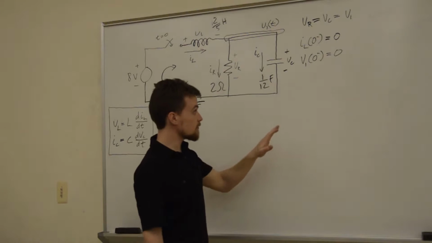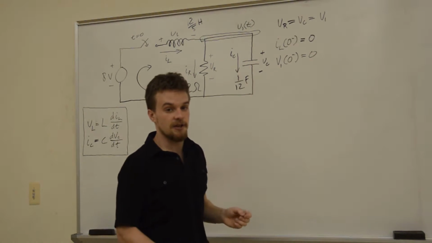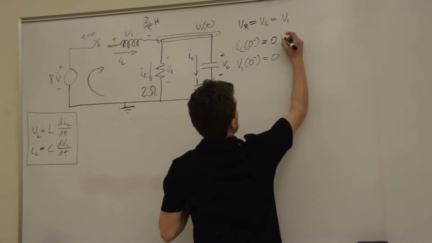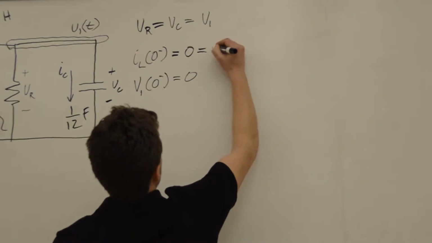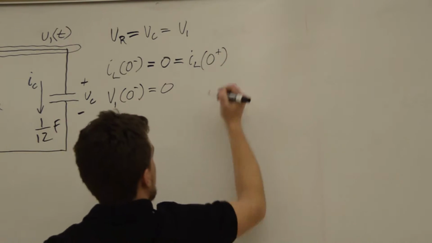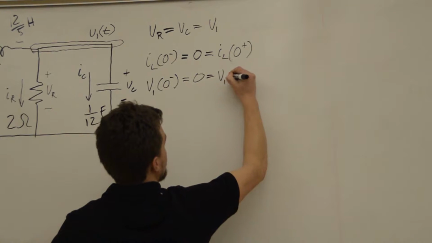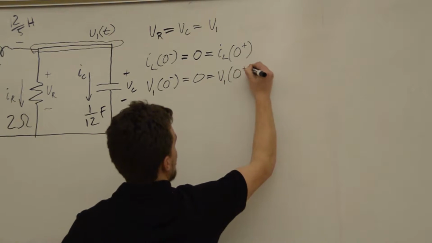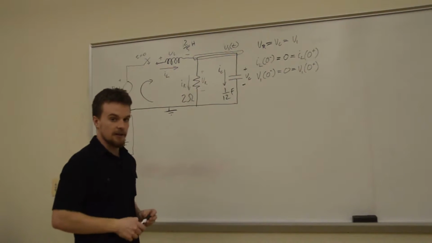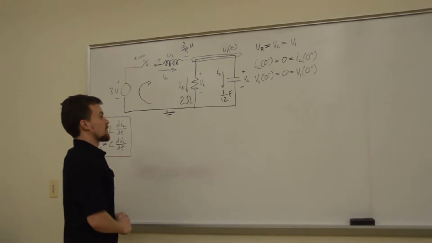So these are their values right before the switch closes, and since they can't change in that instant in time, it's going to have to be the same right after the switch closes. So this is equal to IL at 0 plus, which is the instant after that switch makes contact, and this is equal to V1 at 0 plus. Okay, so now we have a couple initial conditions, and we know they're true on both sides of this event right here.